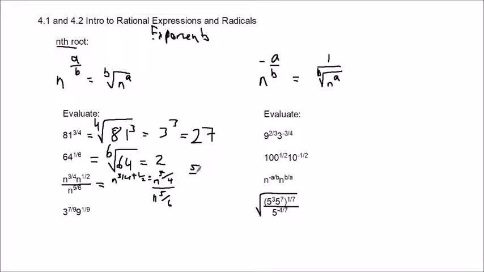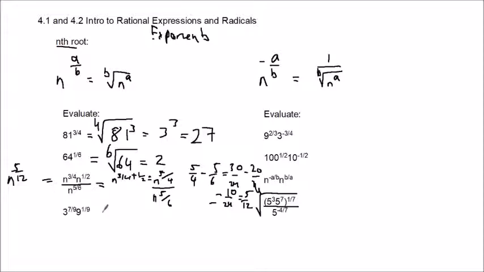5/4 subtract 5/6 is equal to 30 over 24 minus 20 over 24. I could have made it simpler. That's 10 over 24, or 5 over 12. So the answer is n to the 5/12, and that's the answer. N to the 5/12, right there.